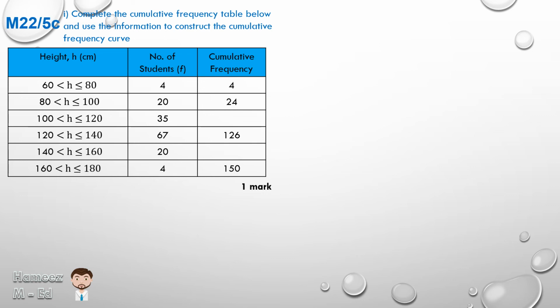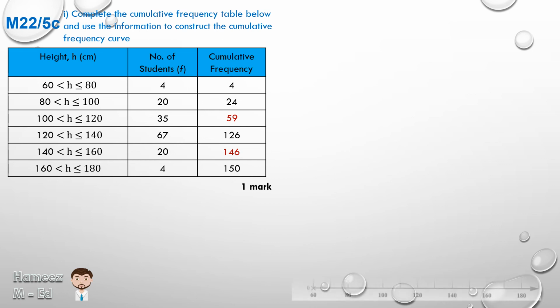And how do we get cumulative frequency? It's the total frequency at that point in time. So at the end of the first row, there were 4 students, so the cumulative frequency is 4. At the end of the second row, we added 20 more students, so 4 and 20 is 24. So at the end of the third row, 24 plus 35 students from the third row will give us 59. And by the time we do the fifth row, we had 126 students, and we added 20 more, so that will give us 146.